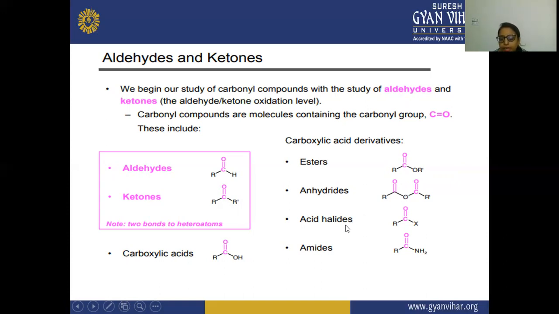Next, the acid halide. In the case of acid halide, you can see this CO, this is your carbonyl group, which on one side is bonded to this halogen, and on the other side to your alkyl group. Fourth are your amides. In amides, you can see this carbon is attached on one side to your NH2, that is your amino group, and this is your R, that is your alkyl group. So this is your amide. So these are all the carboxylic acid derivatives.